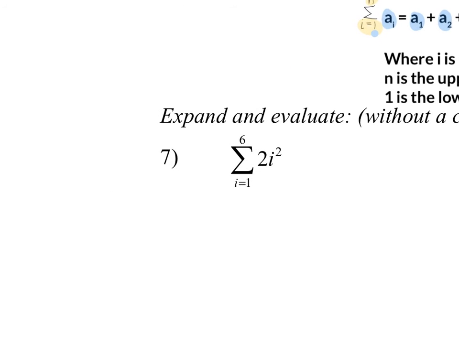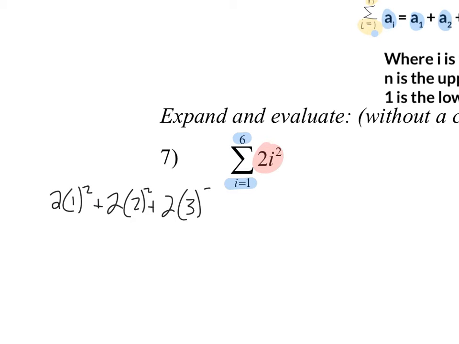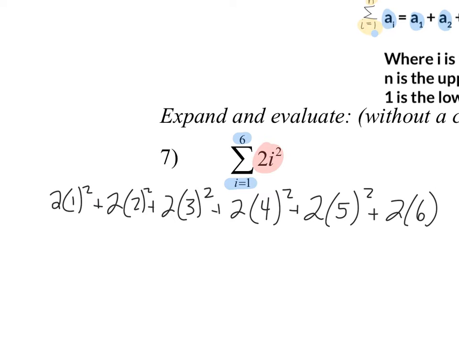So here we have our sigma, and it's telling us that we start at 1 and we end at 6, all terms of the form 2 times i squared. So we're going to end up with 6 terms. It's going to be 2 times 1 squared plus 2 times 2 squared plus 2 times 3 squared plus 2 times 4 squared plus 2 times 5 squared plus 2 times 6 squared.